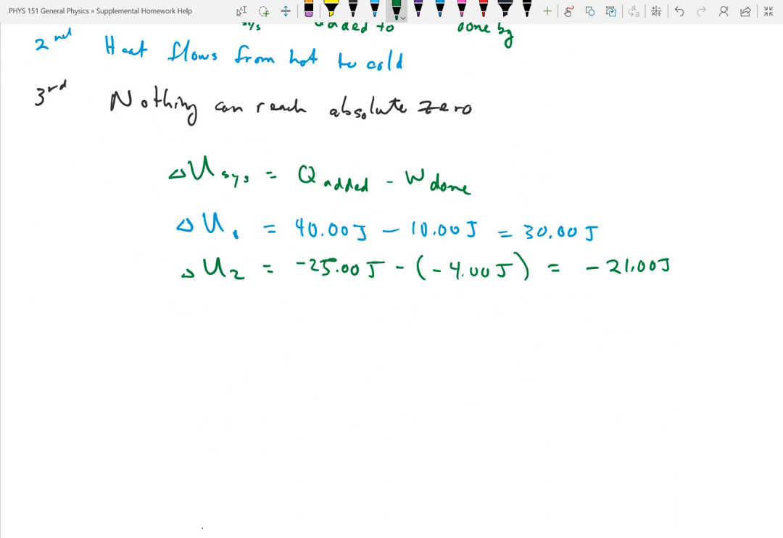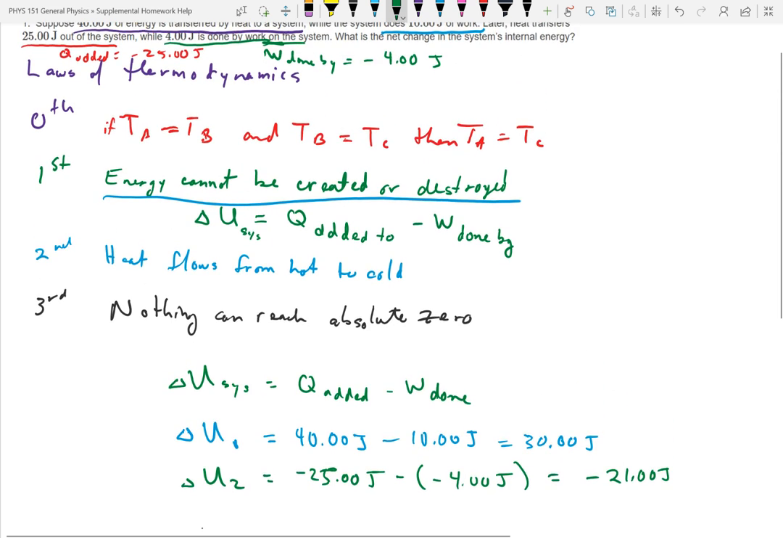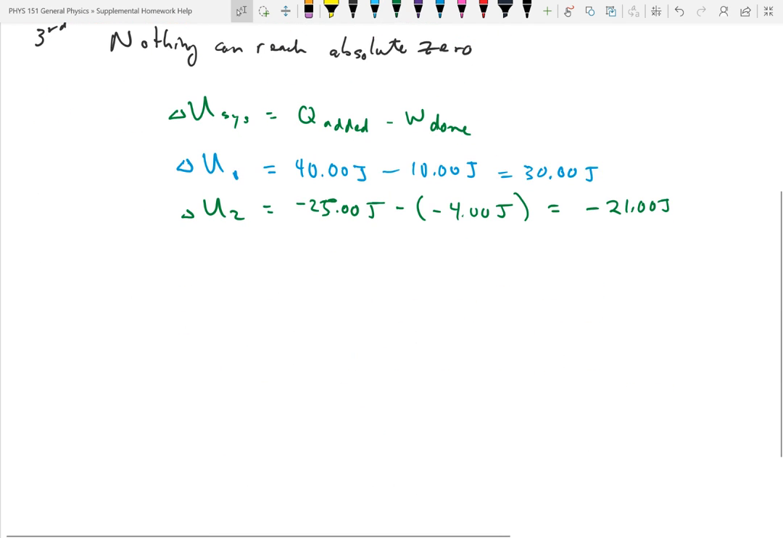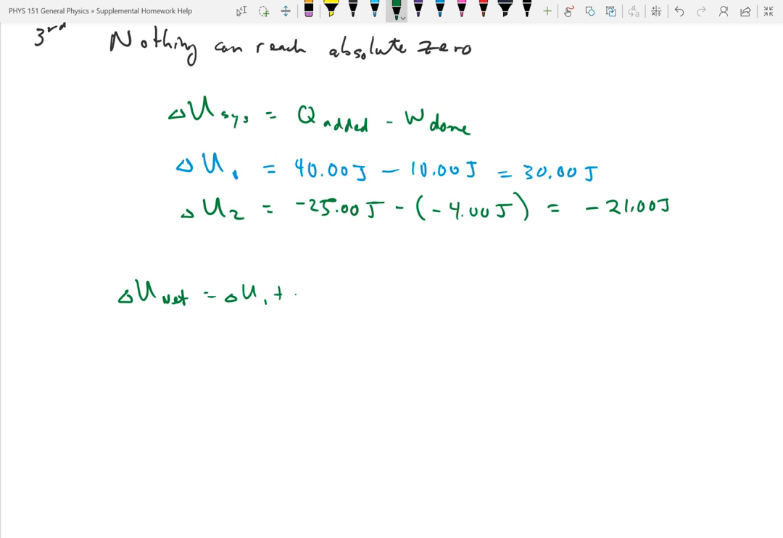And so our net change in internal energy is 9.00 joules. Or as my funny teacher in graduate school said, jowls. Because he was funny.